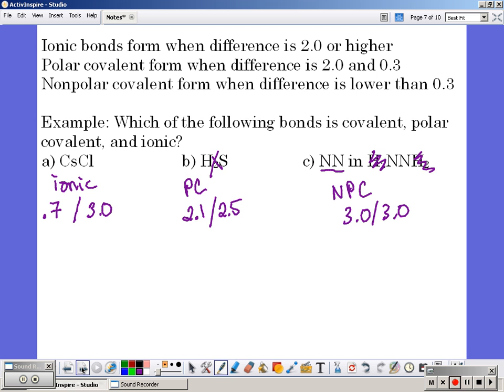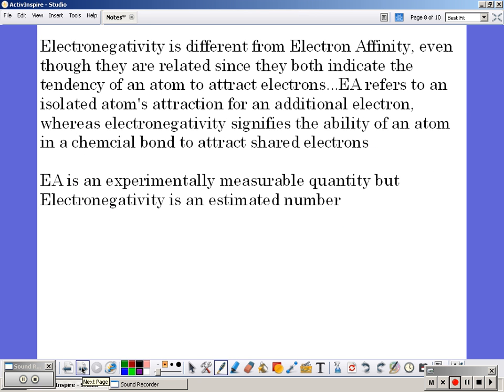Electronegativity is different from electron affinity. Even though they're related, since they're talking about the tendency of an atom to attract electrons, electron affinity refers to an isolated atom's attraction for that extra electron, whereas electronegativity is the attraction for the electrons within a bond. So electron affinity values are experimentally measured, but electronegativity values are estimated. So electron affinity has units, but electronegativity does not.